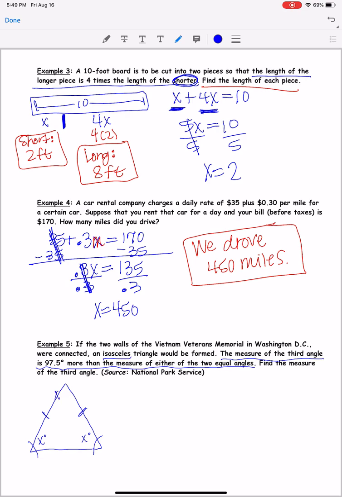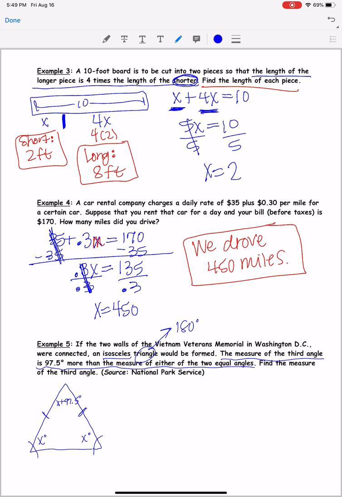That's going to be x. Let's make that look a little bit better. It's going to be x plus 97.5 degrees. So another thing we need to know about triangles. Triangles add up to be 180 degrees. So it means this angle plus this angle plus this angle needs to add up to 180.